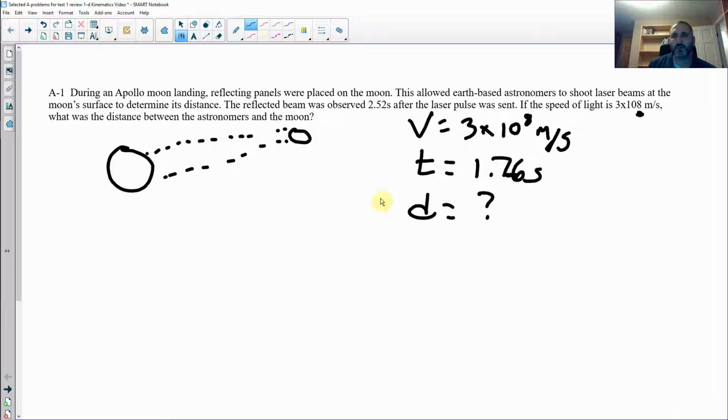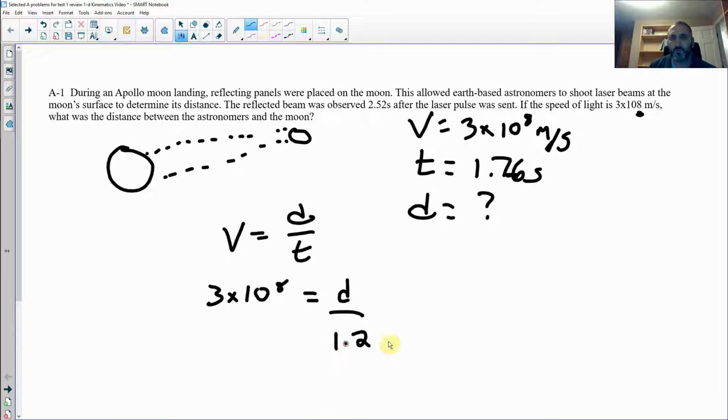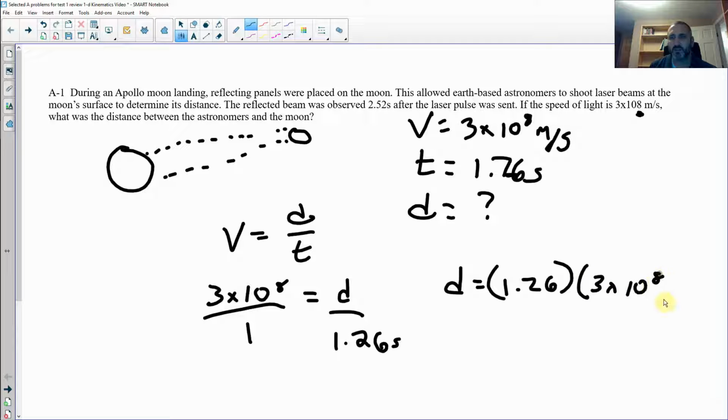Again, there's no change in velocity for the speed of light, so we can use v equals d over t to find our displacement. 3 times 10 to the 8th meters per second equals the displacement, which is what we're looking for, over 1.26 seconds. That's our time. We can put this over 1 and just cross multiply. So d equals 1.26 seconds times 3 times 10 to the 8th meters per second, and the seconds will cancel out and we're left with meters.